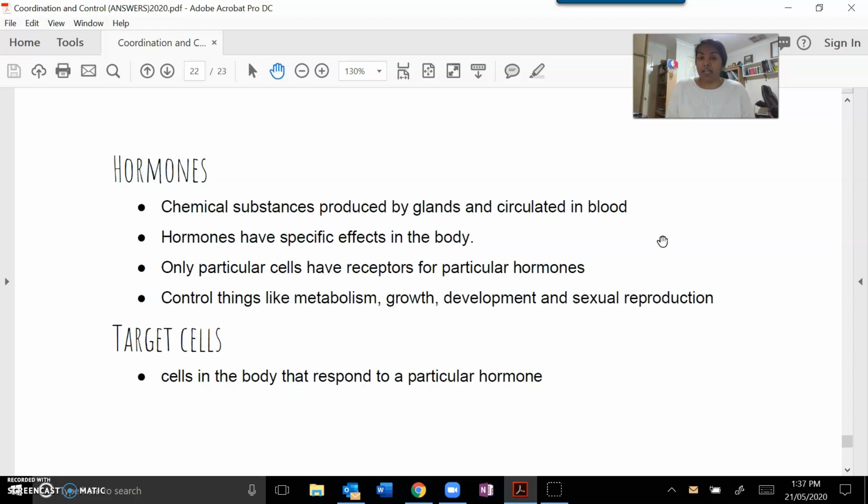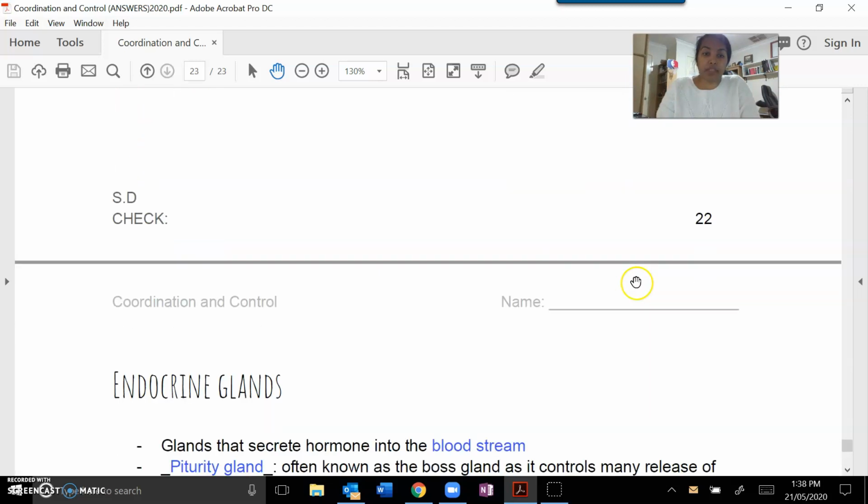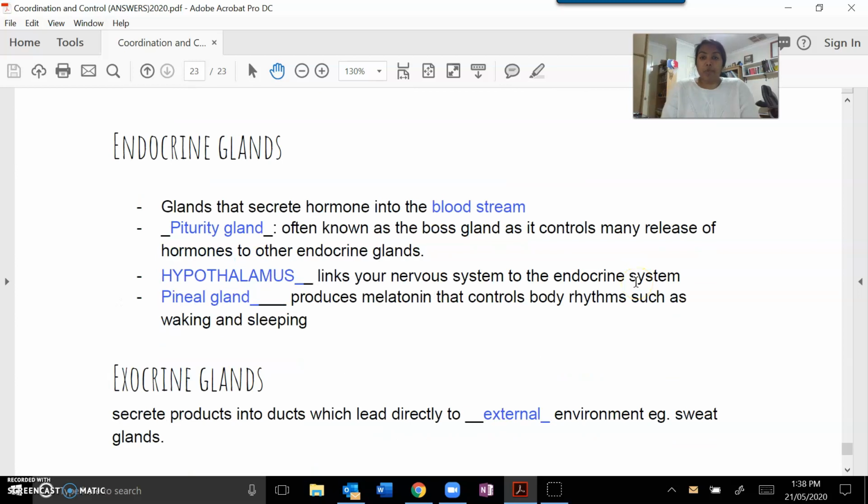Target cells are the cells that allow the hormones to bind to them. They are the very specific cells that allow the hormones to bind and carry out a particular response. Okay, so more into endocrine glands. Endocrine glands release the hormones directly into the bloodstream.